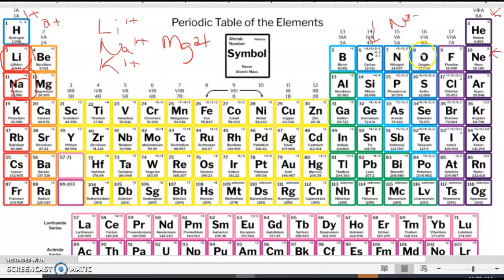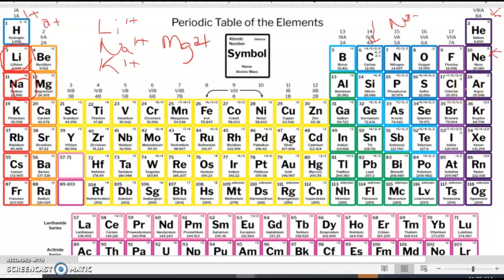This here, we have really just oxygen and sulfur. This is your 2 minus row because they would need to gain 2 to be just like the noble gas nearest it. And then these guys here, fluorine, your halogens, this is your minus 1 row because they're just one away. They would just need to gain 1 electron to be like the noble gas nearest it.